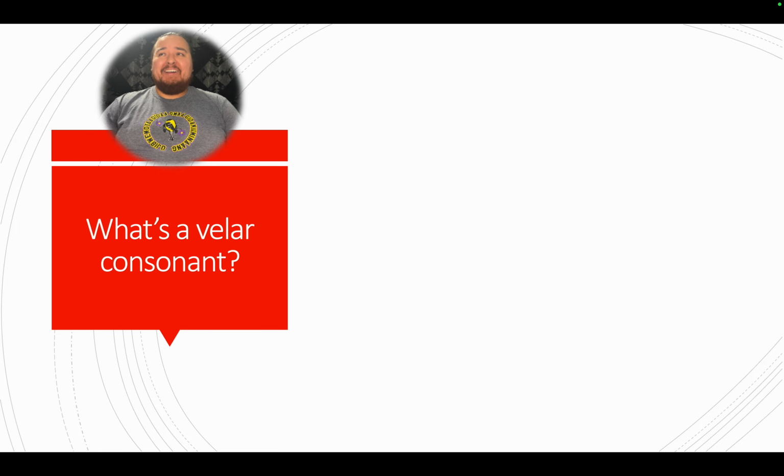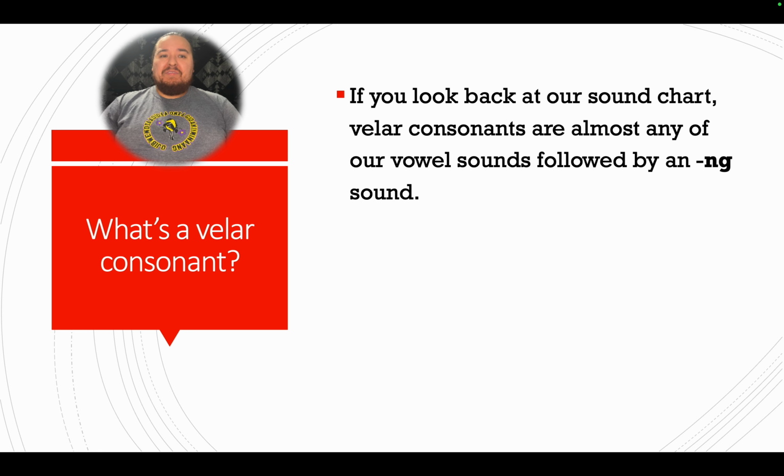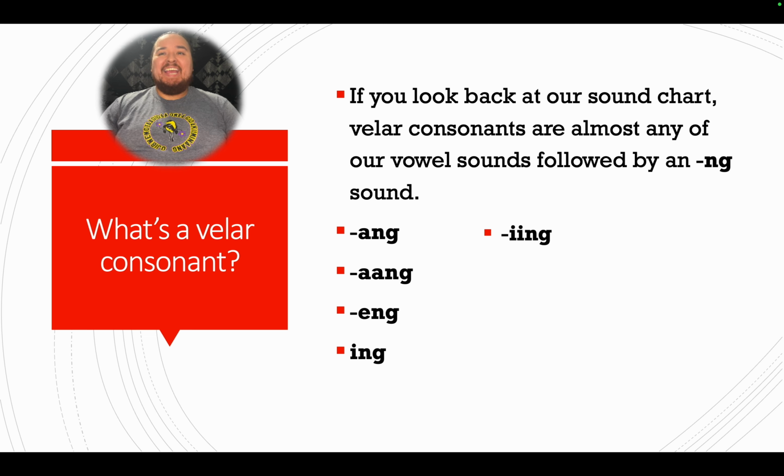So what is a velar consonant? So if you look back at our sound chart, velar consonants are almost any vowel sound followed by an ng sound. So we have ang, ung, aang, ong, eng, ang, ing, ing, iing, ing, ong, ung, and oong, ong.